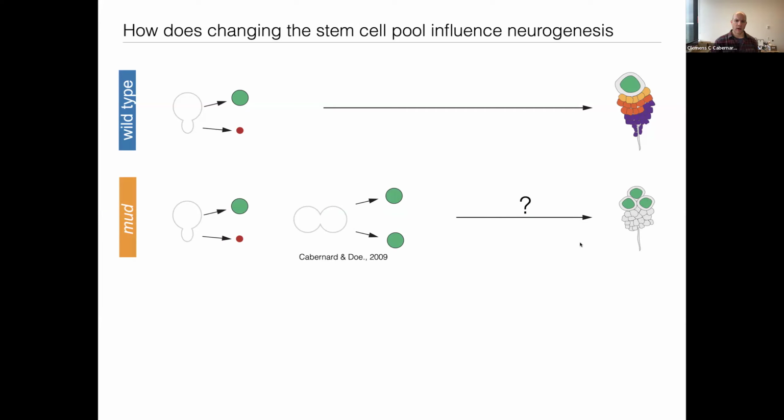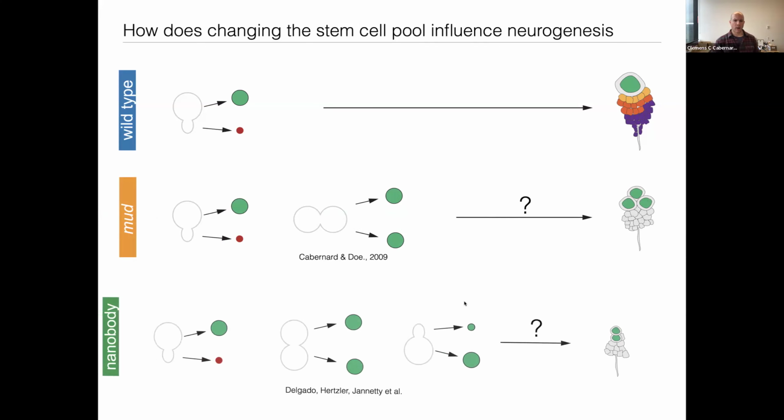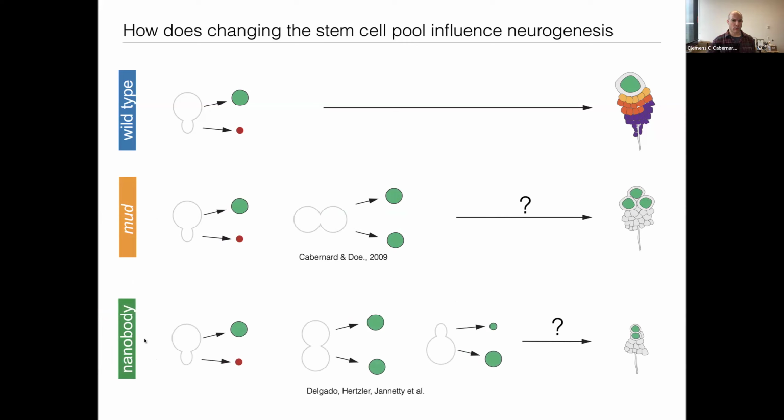And now the third case, in these nanobody brains, in addition to normal asymmetric divisions, we have symmetric divisions creating 2 equal-sized stem cells, as well as these inverted divisions, which have smaller and larger deadpan positive cells. We could ask the same question, whether this increase in the stem cell pool has an effect on the number and type of differentiated siblings.